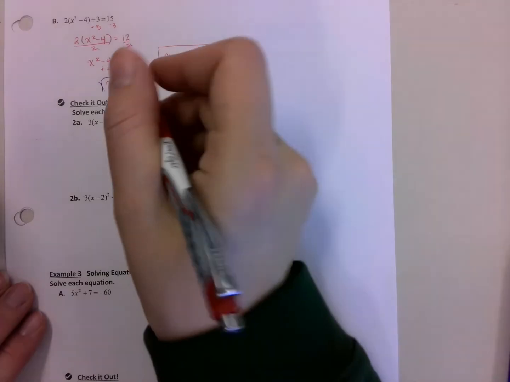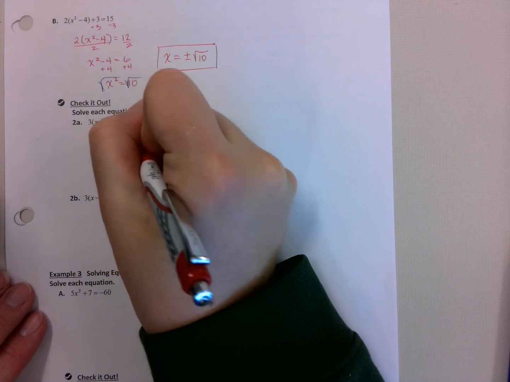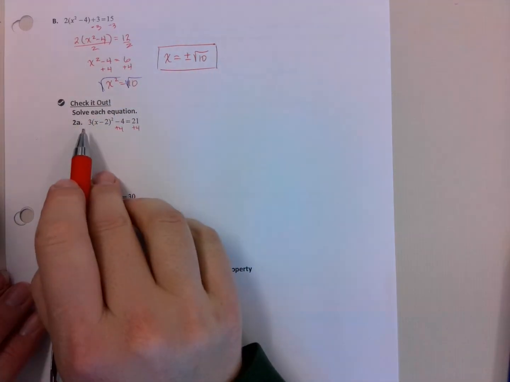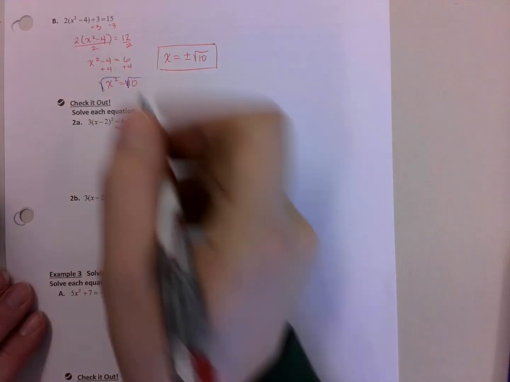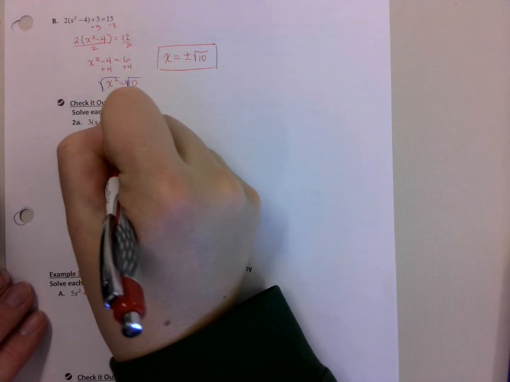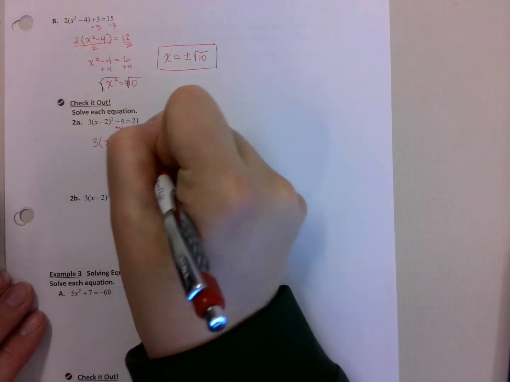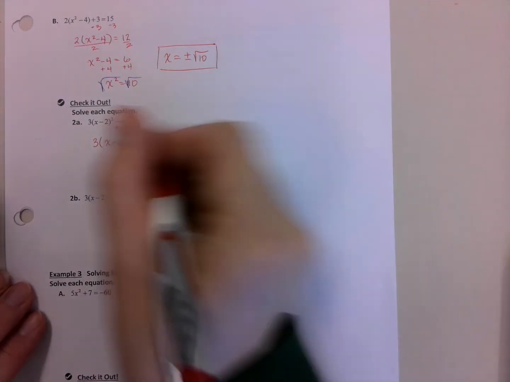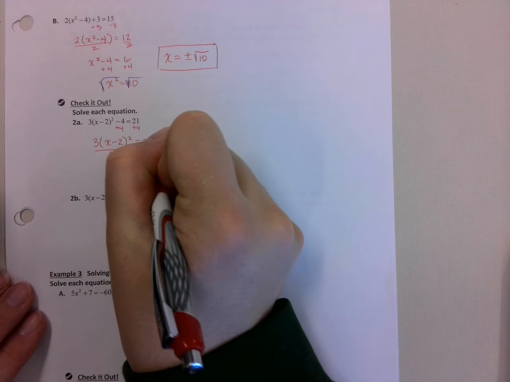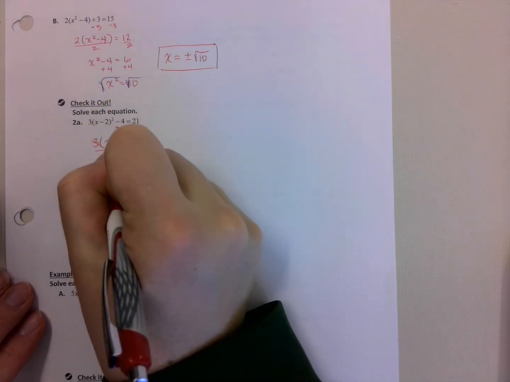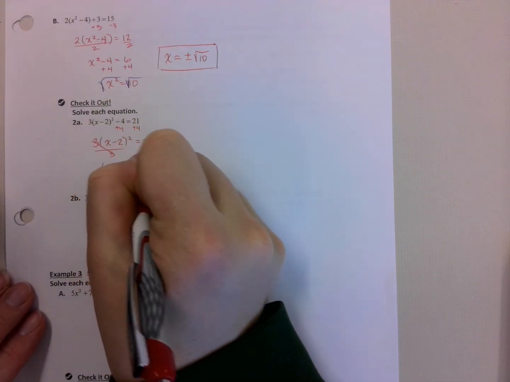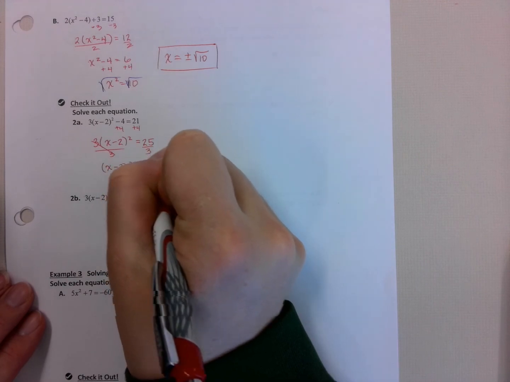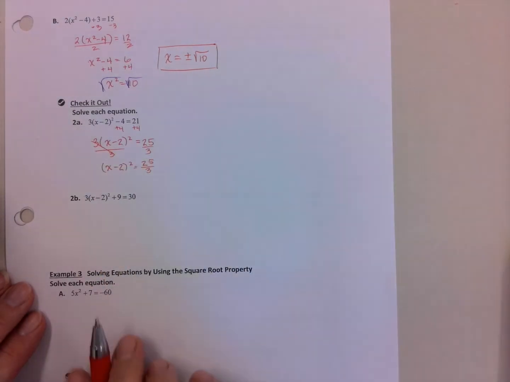All right, so here we go. I'm going to add 4. If it helps you draw that line, I cannot distribute that 3. I need to isolate the square term. So 3x minus 2 quantity squared is equal to 25. The next thing I'm going to do is divide that 3 out of there. So I have x minus 2 squared equals 25 over 3.